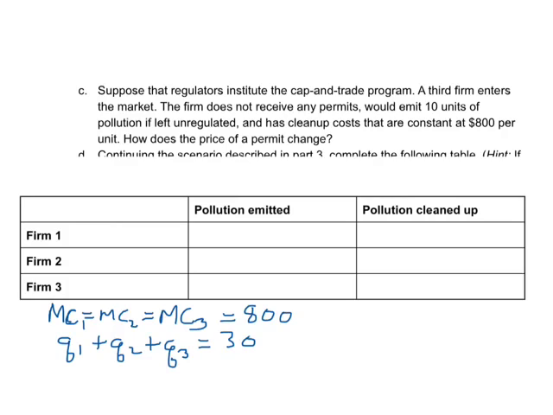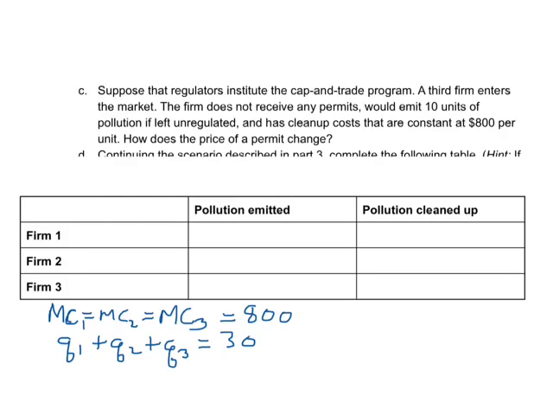Why 30 instead of the 20 before? Well, this third firm is unregulated, would emit 10 units of pollution, and it doesn't have any permit, so it's going to have to clean up all 10 if it doesn't buy some permits. So we can solve that out pretty easily.